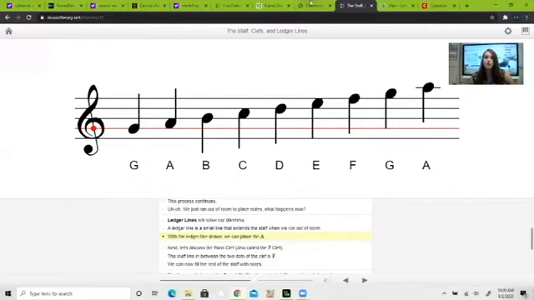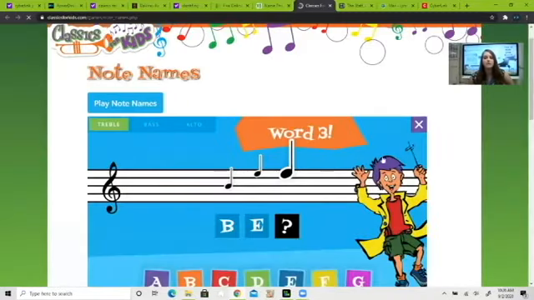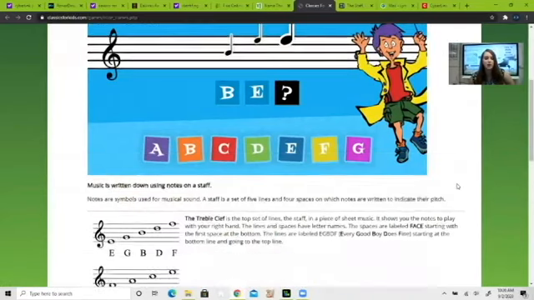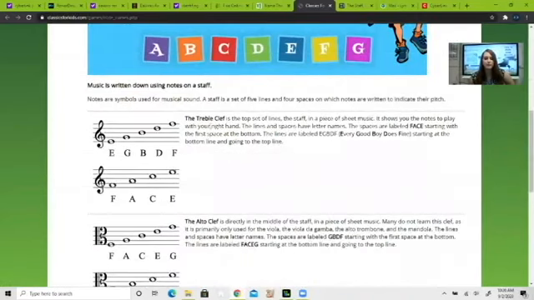Now I'm going to go here to this website, and if you want to visit this website, that's totally cool. This is called classicsforkids.com, and they've got all kinds of cool games that you can play. But this is what I want to look at here.